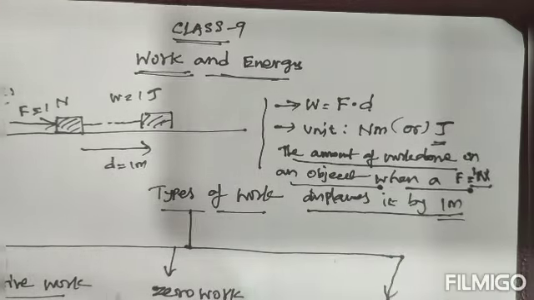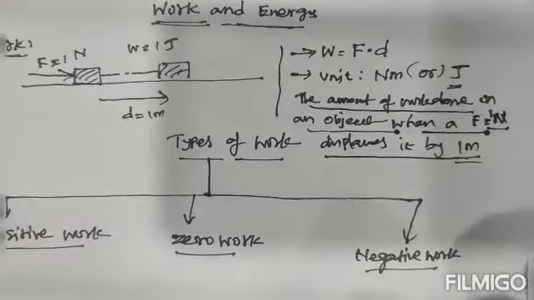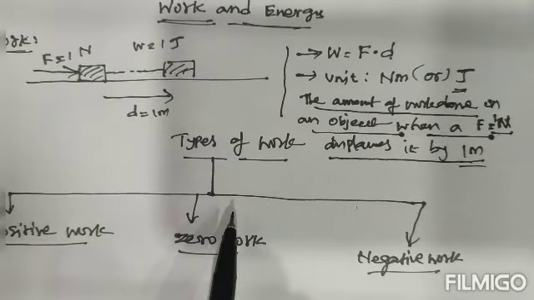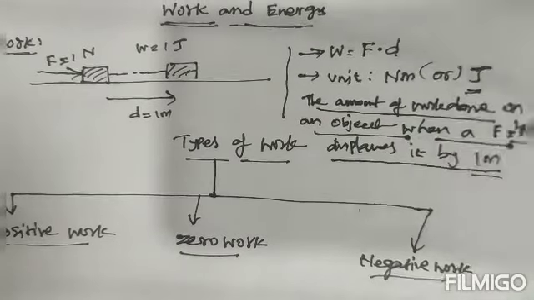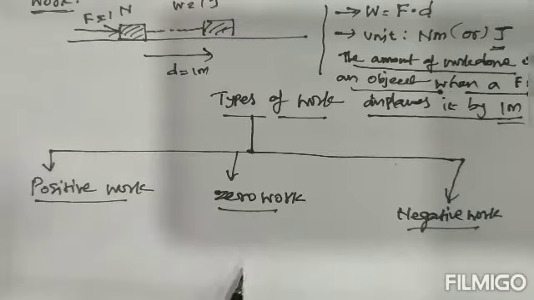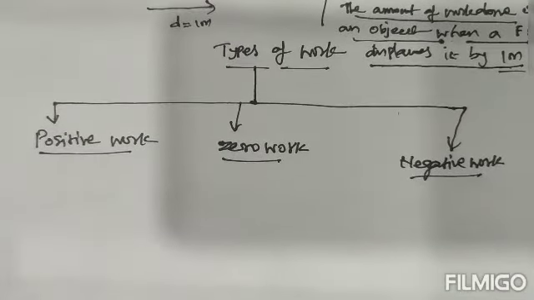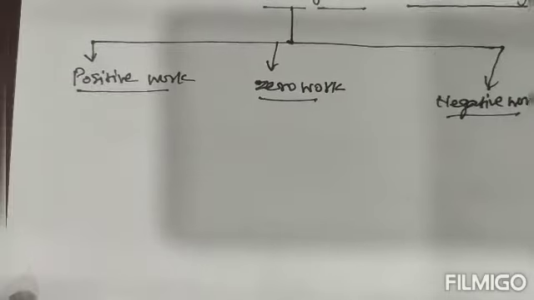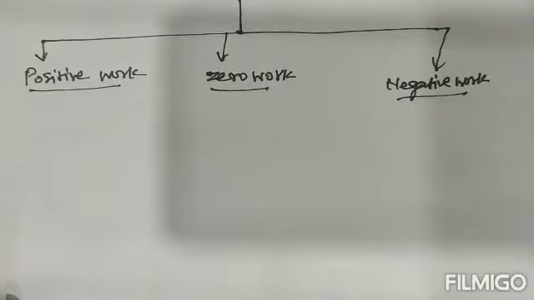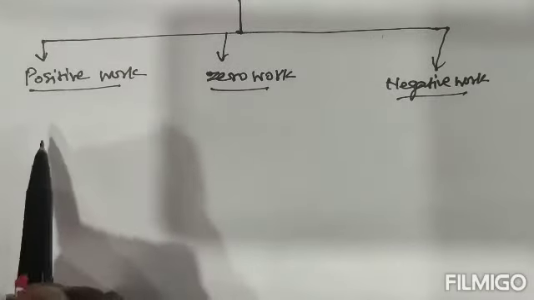Okay, so now the types of work. Different types of works are there: positive work, zero work, and negative work. So please listen. The first one is positive work.